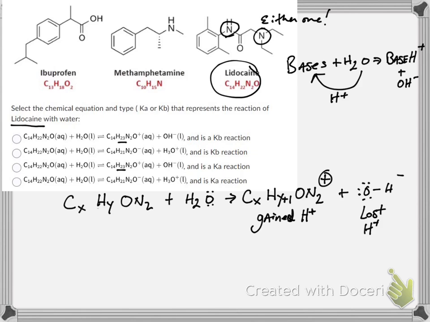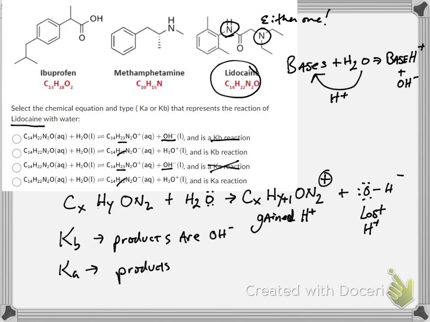And in this case, because we're producing hydroxide ion, we know we have a Kb reaction. So Kb, the equilibrium constant Kb, always produces a hydroxide ion. Ka, always the products include H3O+. So that's one of the ways to remember, is it Ka or Kb? The question is, okay, well, what's the product? Is the product hydroxide? Then it's Kb. The product is hydronium, it's Ka.